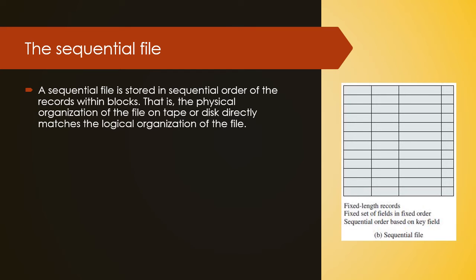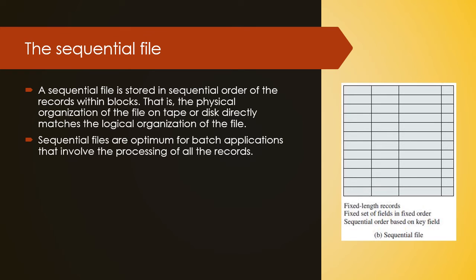A sequential file is stored in sequential order of the records within blocks. That is, the physical organization of the file on tape or disk directly matches the logical organization of the file. Suppose a sequential file has 10 records. Each block on the disk can contain 2 records. Then the first 2 records are in the first block. The next 2 are in the second block. So the 7th record will be the first record in the 4th block.